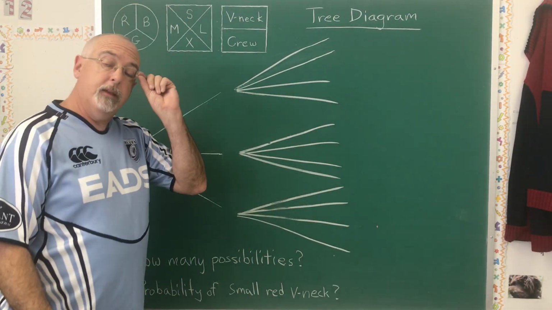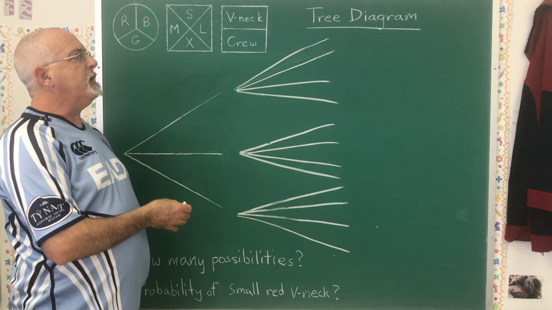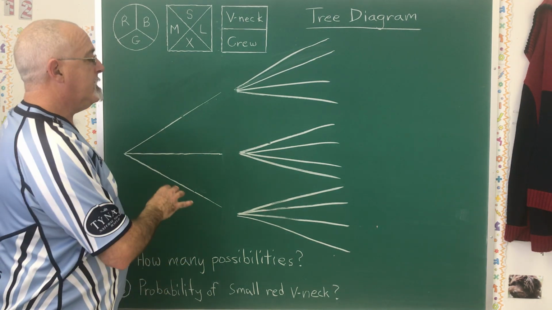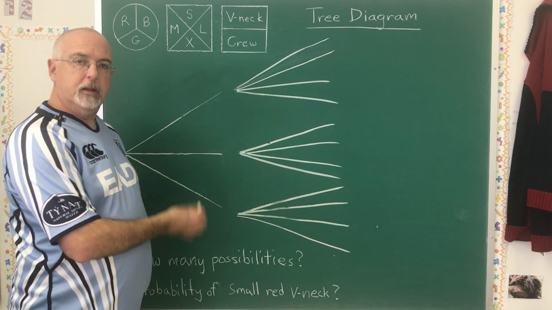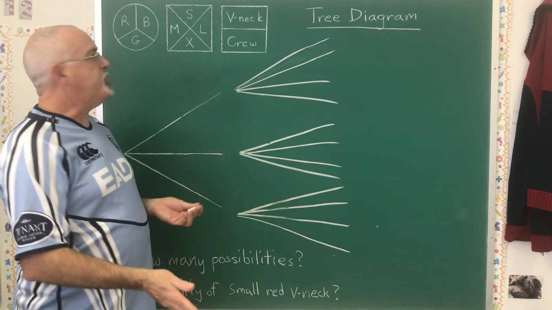Today's daily dose of math is about tree diagrams. A tree diagram is a diagram that allows us to visually represent a probability situation and makes it a lot easier to see what we're doing when we're answering questions. Today's example is about buying a new shirt.